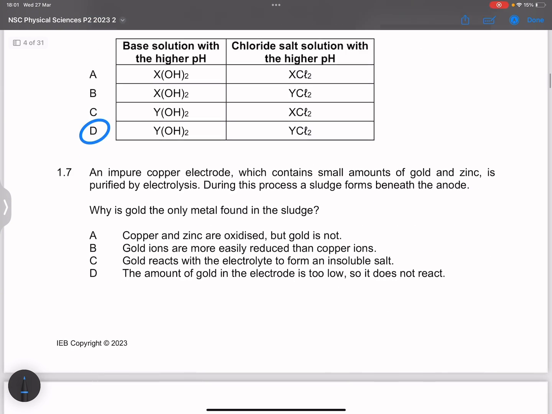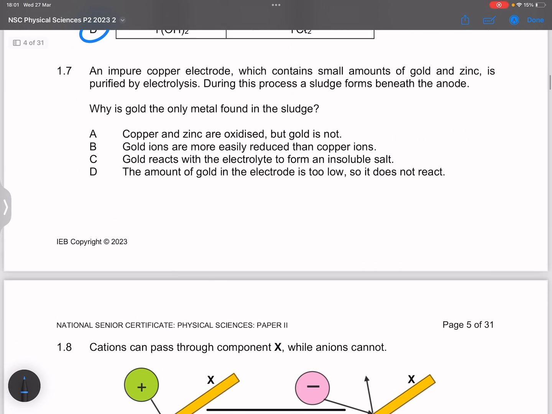Okay, right, so they say an impure copper electrode which contains small amounts of gold and zinc is purified by electrolysis, right? During the process, a sludge forms beneath the anode. Now remember, sludge is formed because in that case it means one of the elements would not be able to be oxidized, right? It wouldn't actually participate in the reaction. So they say, why is gold the only metal found in the sludge? So it means that gold is the one that did not participate in the reaction.